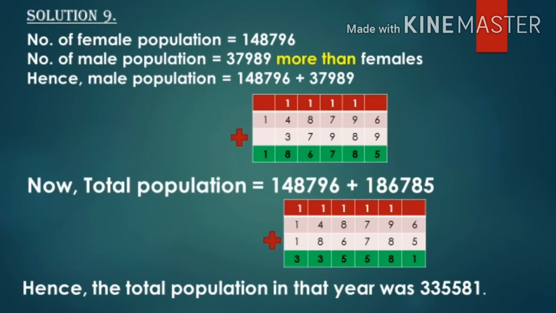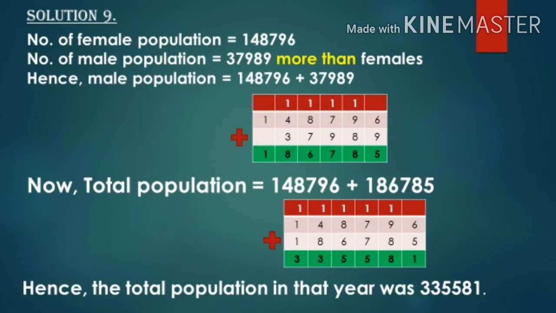Children, in this question it is given that there are 1,48,796 females. The accurate number of male population is not given. Although the hint is given that the males are 37,989 more than the female population. It means here you have to find the sum of female population and 37,989. So by adding female population and 37,989, you will get the sum 1,86,785. This is the male population. Now you have solved the first question.